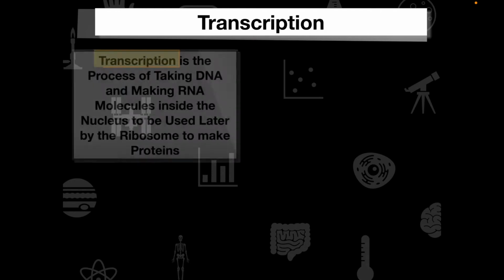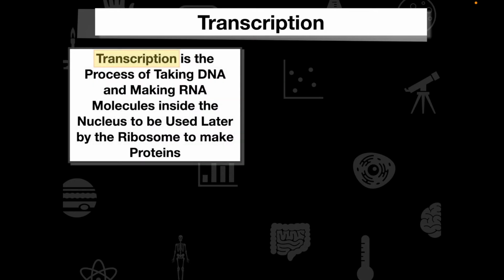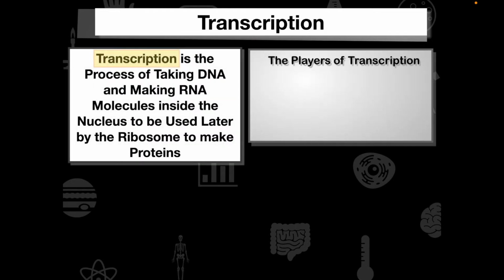Now the definition again for transcription is the process of taking DNA and making RNA molecules inside the nucleus to be used later by the ribosome to make proteins. Now remember, we have an enzyme, RNA polymerase, and we have DNA, and we have our mRNA. These are the players associated with transcription.